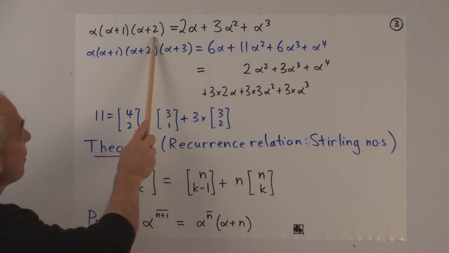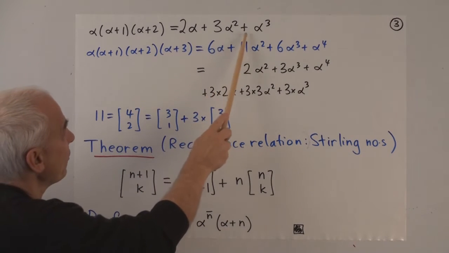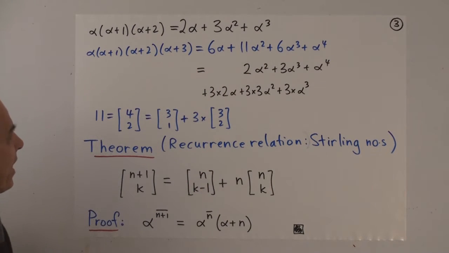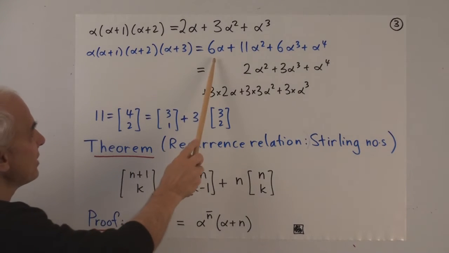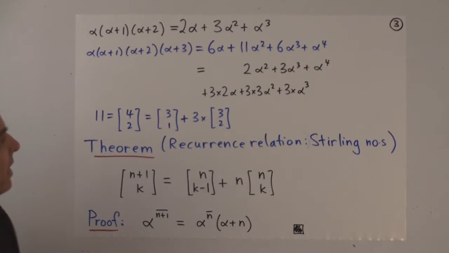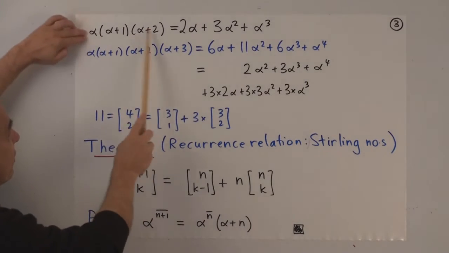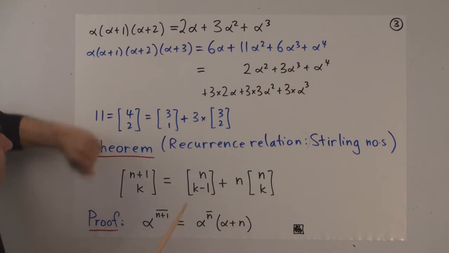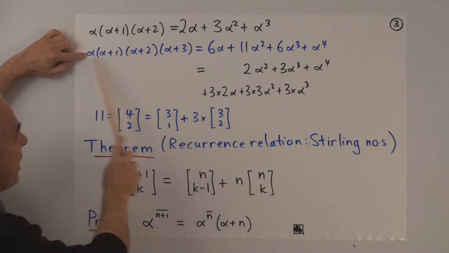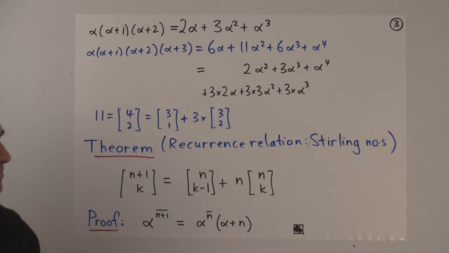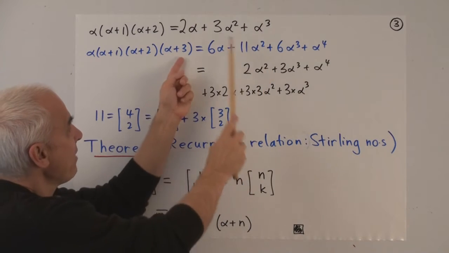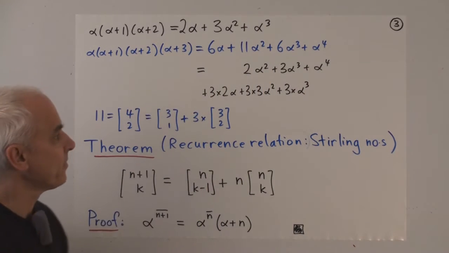So here is alpha to the 3 rising, 2 alpha plus 3 alpha squared plus alpha cubed, and I've written it now with increasing powers of alpha. And here's alpha to the 4th rising, 6 alpha plus 11 alpha squared plus 6 alpha cubed plus alpha to the 4th. And let's think about how we would get this one if we knew this one. Well, kind of obviously what we're doing is we're taking the 3 rising polynomial and we're multiplying it by alpha plus 3. So what does that mean? Well, it means that we have to multiply this first by alpha and then by 3 and add them together.